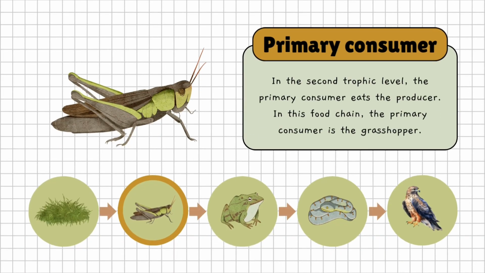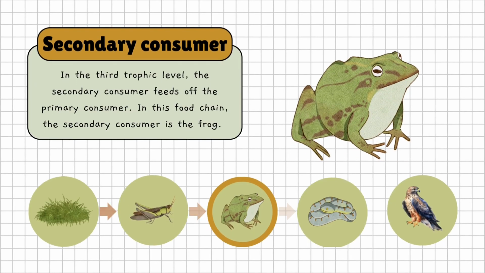Okay, next we have the primary consumer. So in the second trophic level, the primary consumer eats the producer. So in this food chain, the primary consumer is the grasshopper. Alright, so the grasshopper eats the grass. So we now call the grasshopper as the primary consumer.